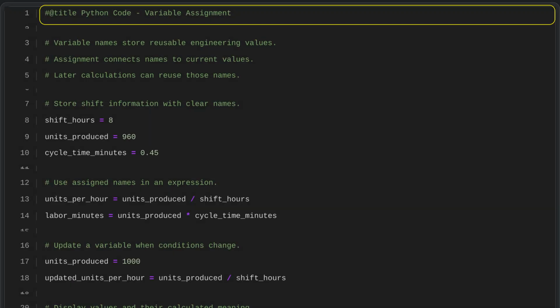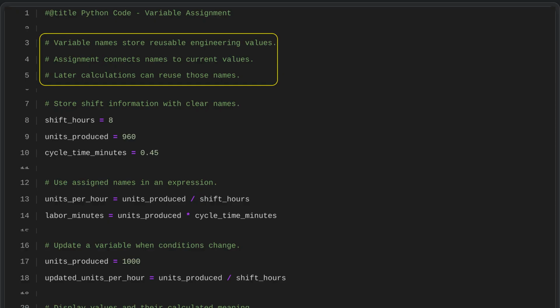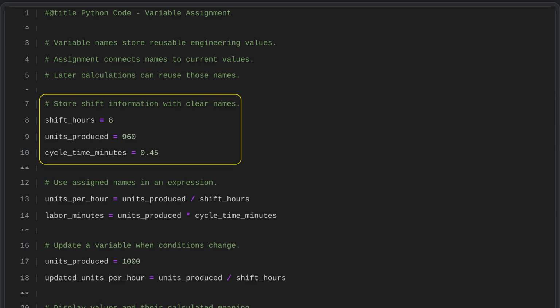Python code, variable assignment. Variable names let you store engineering values for reuse. Assignment gives a name its current value, so later calculations can refer to that name instead of repeating the value. The example stores key production data using clear variable names: an 8-hour shift, 960 units produced, and a cycle time of 0.45 minutes per unit. These values can then be used later for calculations about the manufacturing process.